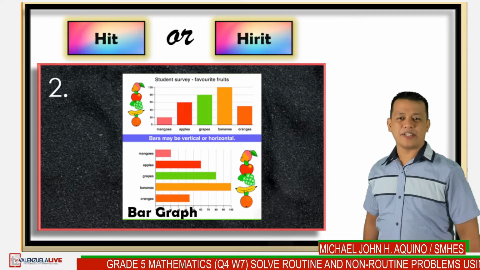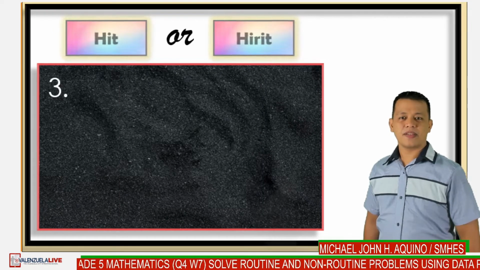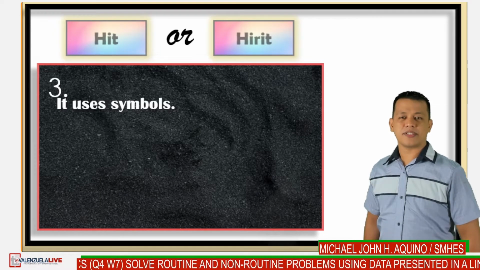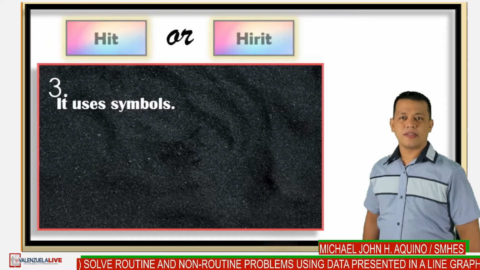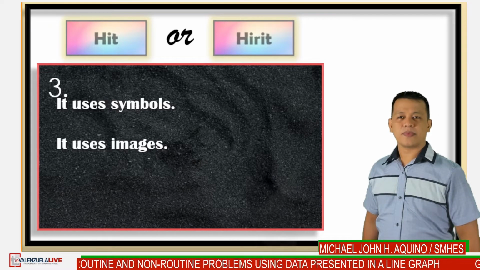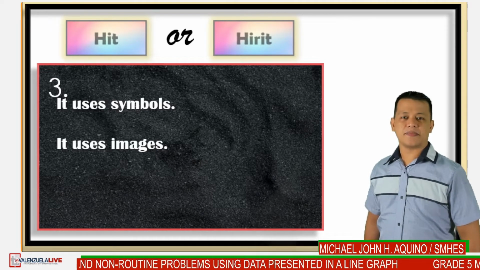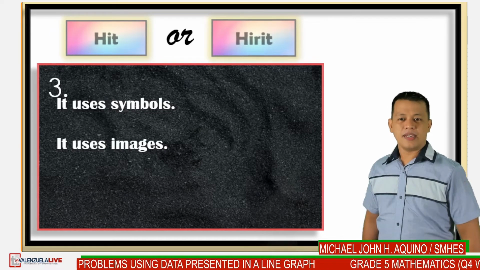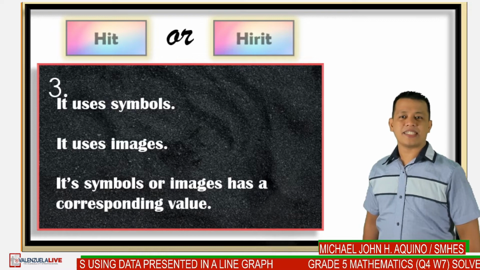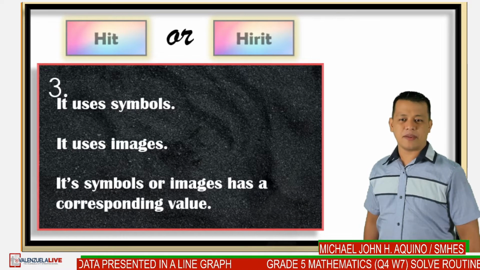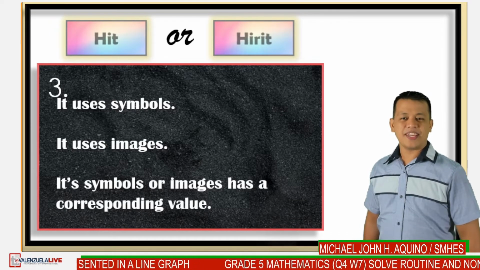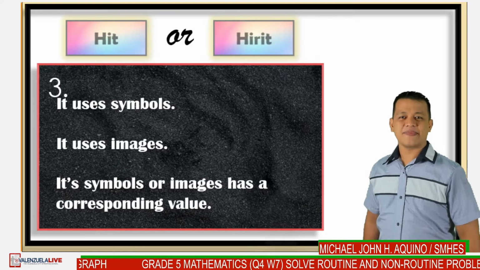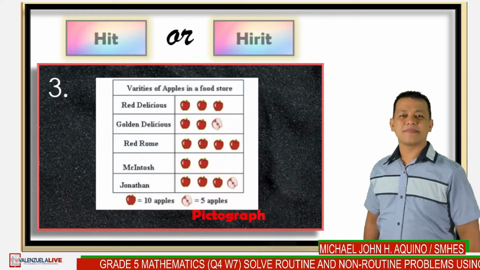For item number 3, our first hit it, it uses symbols. Next hit it, it uses images. Our last hit it, its symbols or images have corresponding value. Hit the answer in the comment box. Very good. The correct answer is pictograph.